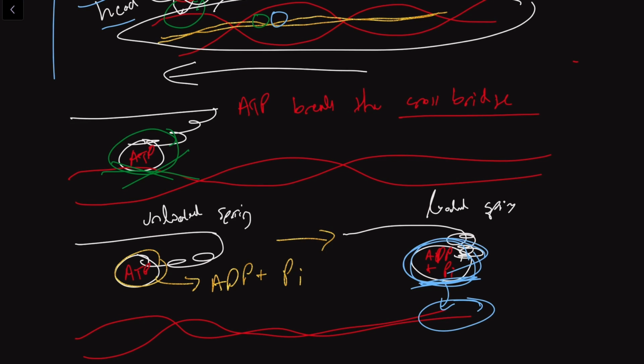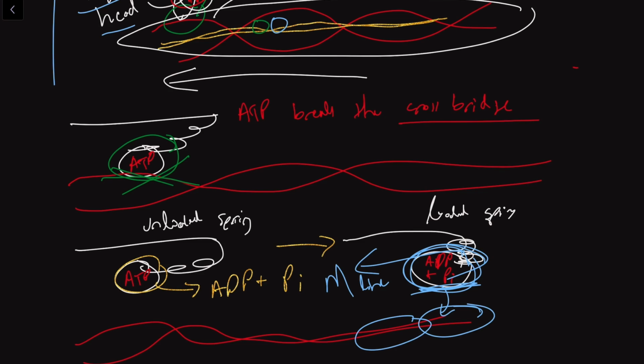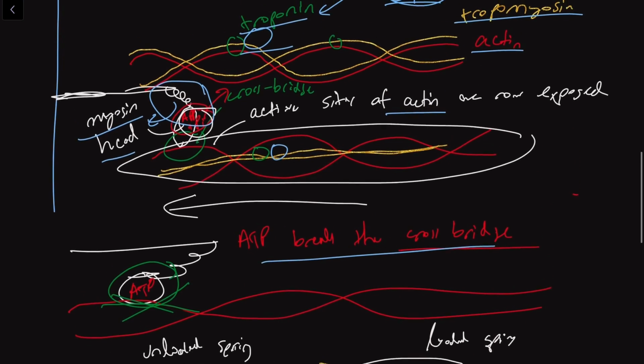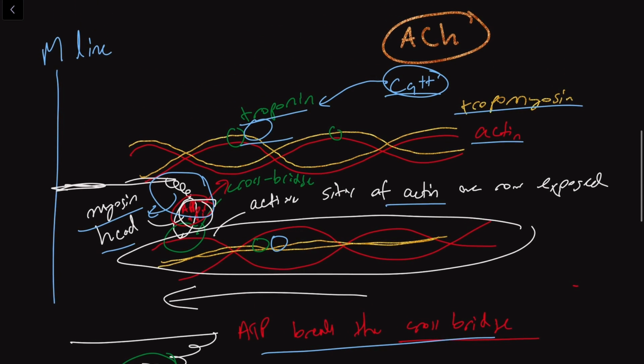ADP and the Pi leaving are going to cause that spring to pull, it's only pulling here, it's pulling the actin filament towards that M line. And then ADP leaves, ATP will then sit on it, break that cross bridge, and then ATP will hydrolyze to repeat this process. And so this thing's going to keep on continuing. And so this is how your muscles are contracting right now.